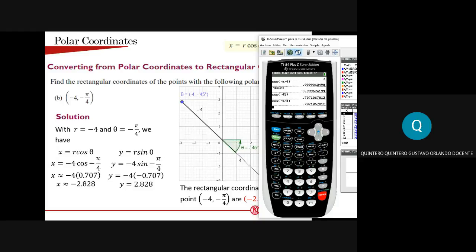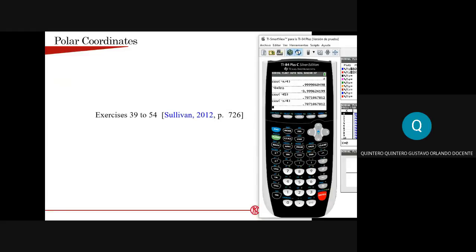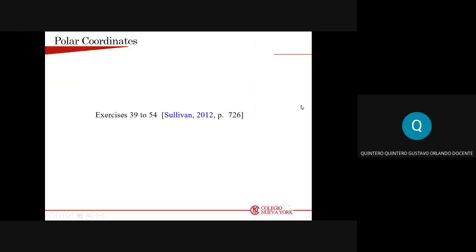So let's go into the exercises. These are the exercises I want you to do. Exercises 39 to 54 from page 726. We only have 15 minutes to lunch, but I still want to see you working, guys. We are not going to go to lunch right now. We are going to work on this even for these 15 minutes, all right? I'm going to stop the recording now, and let's get to work.